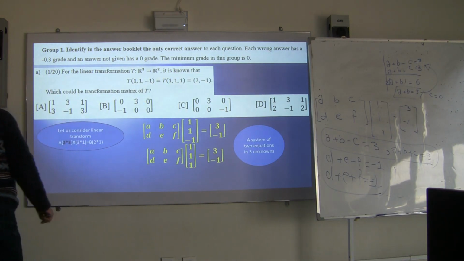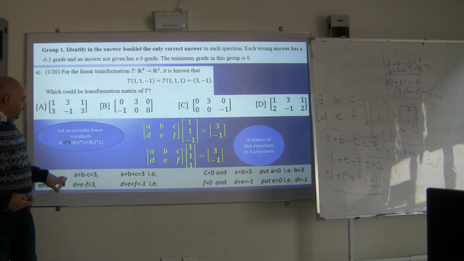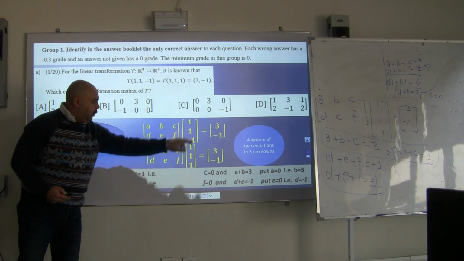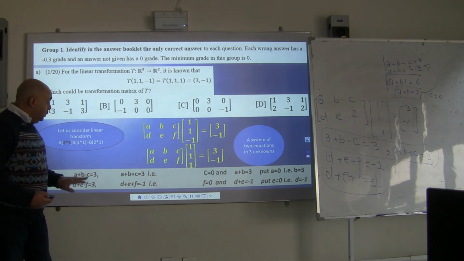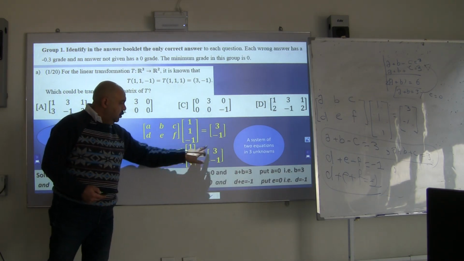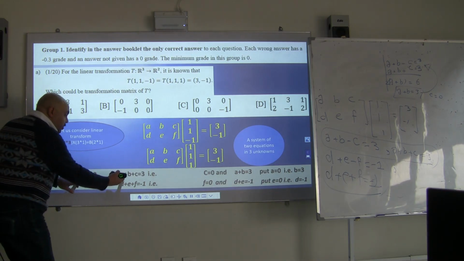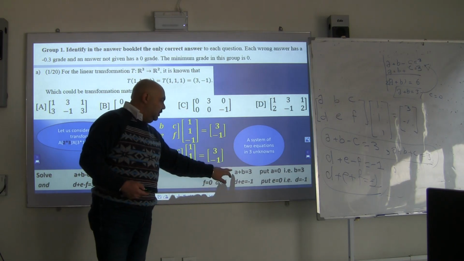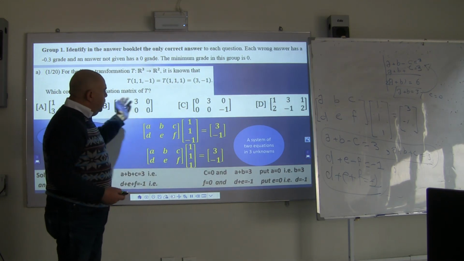So once more, expanding these 2 equations, you will end up with the first row times 1, 1, negative 1 equal to 3. This is for the first equation. Multiplying also A, B, C times this column will equal 3. This is the second one. Solving these 2 equations together will give you C equal to 0 and A plus B equal to 3. So I can choose either B or C.